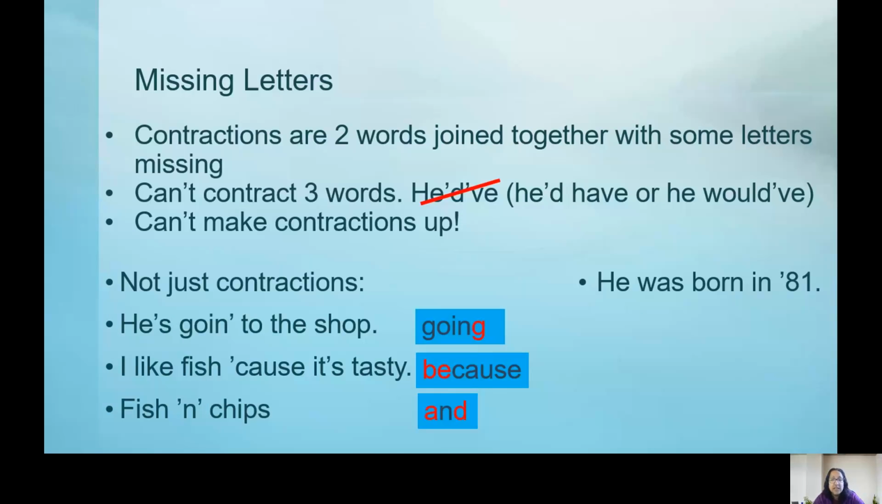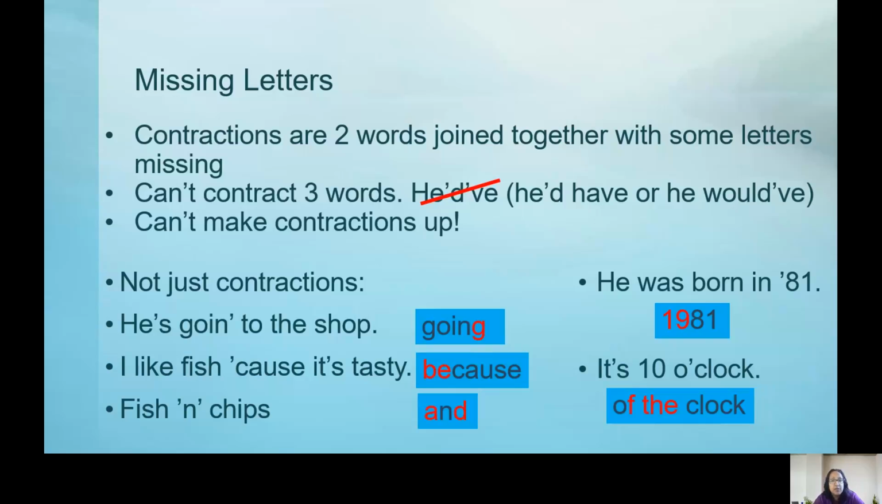Other examples, he was born in '81. We put the apostrophe to show 19 is missing in the beginning of the year. It's 10 o'clock. We use the apostrophe to show of the is missing. It's 10 of the clock, which is what they used to say a long time ago.